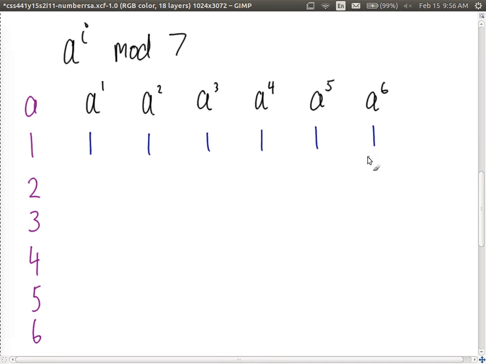So this is exponentiation, and then we'll see it when we return to the opposite, discrete logarithm. If A is 2, 2 to the power of 1, mod 7, is 2. 2 to the power of 2, mod 7, is 4. 2 to the power of 3 is 8, mod 7 is 1. 2 to the power of 4 is 16, mod 7 gives us 2.